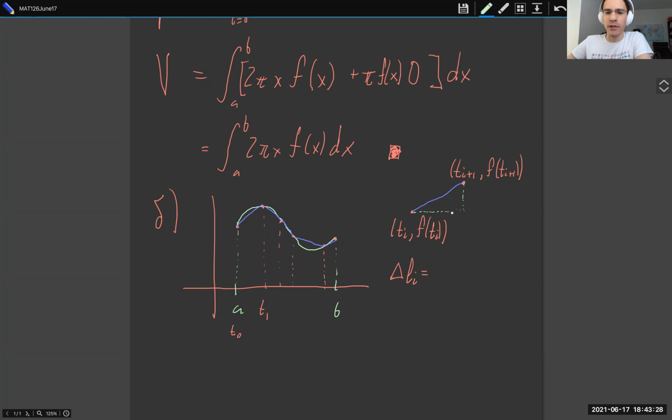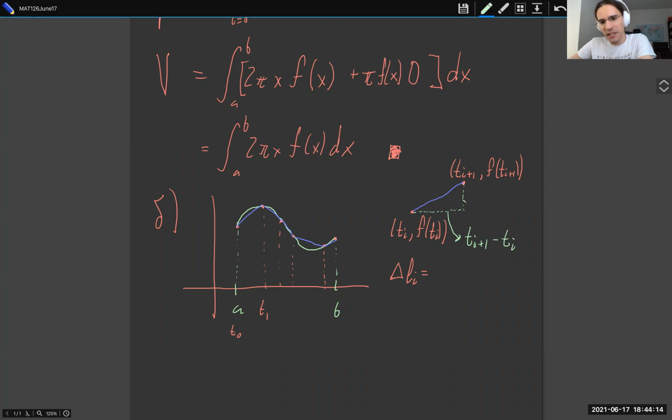So we can do it by Pythagoras, right? What is this length right here in terms of the t sub i? Is that t sub i plus 1? Well, t sub i plus 1 is a big length. I have to do something with it. I have to subtract t sub i. Yep.